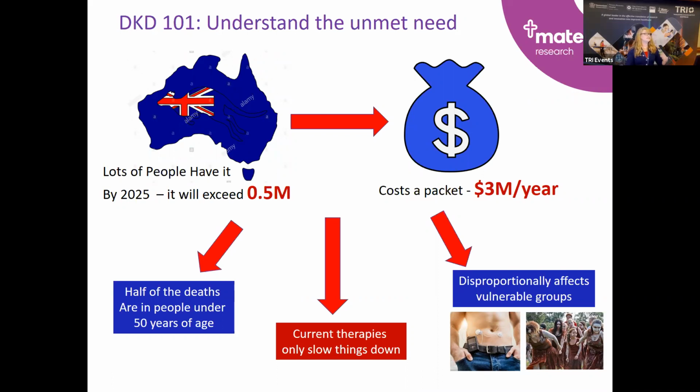We think about diabetes affecting older people, and therefore the people dying from diabetes are older. However, that's in fact not true. And more recent international data has in fact shown that many of these deaths are in people under the age of 50. We know that current therapies are not meeting the burden of disease. They're only slowing down diabetic kidney disease, even these wonderful SGLT2 inhibitors, which are some of the new common therapies which we're using to lower people's blood sugar. And we know they also disproportionately affect vulnerable groups, and that includes Aboriginal and Torres Strait Islanders, and also younger people with diseases such as type 1 diabetes.